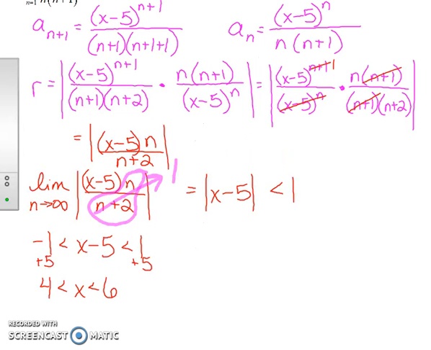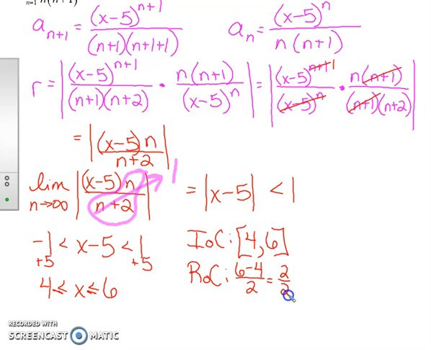So going back to my problem, I now need to include 4 and 6 in my interval of convergence. So my interval of convergence would be 4 to 6 inclusively, so I could use brackets. And then my radius of convergence would be end minus beginning divided by 2, so it is 1. And that wraps up radius and interval of convergence. I hope you got lots of paper handy for those problems.